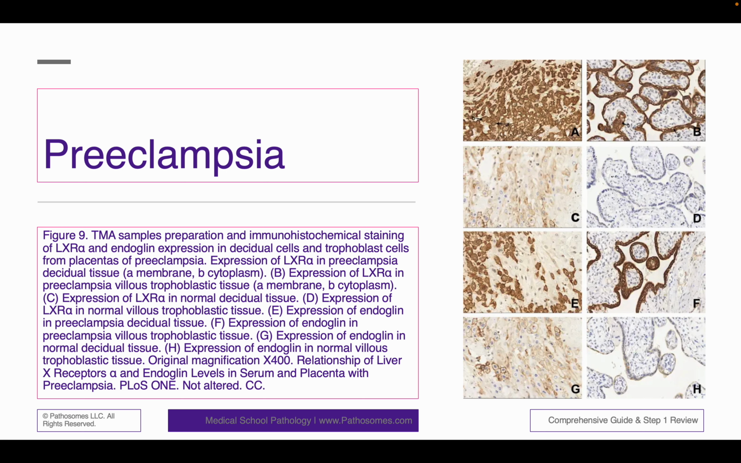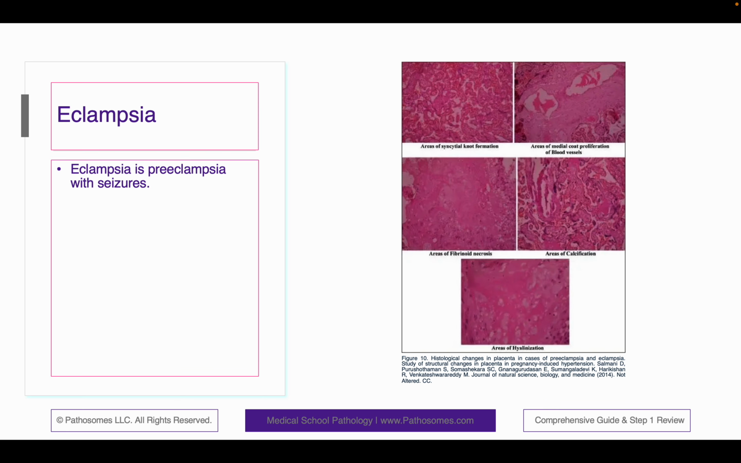And then we have some histologic sections from a tissue that was obtained from a patient that was experiencing preeclampsia. Notice the changes to the decidual tissue and specifically the trophoblast cells. Now, eclampsia. Eclampsia is preeclampsia with seizures. Eclampsia has seizures.